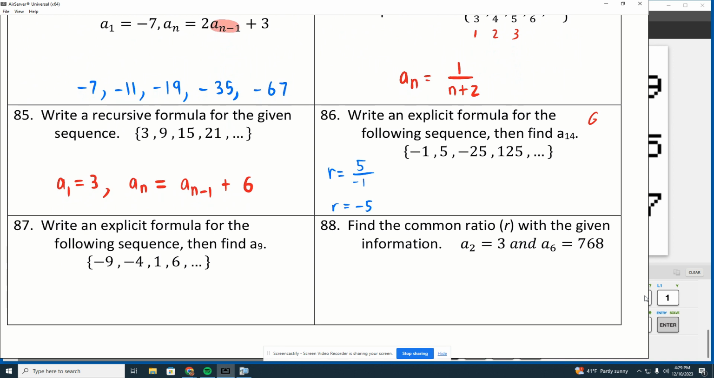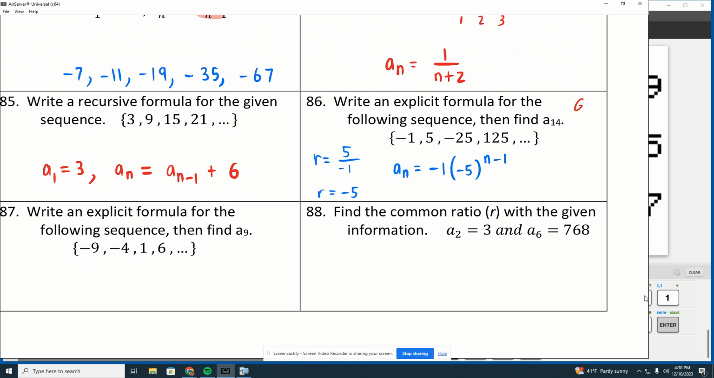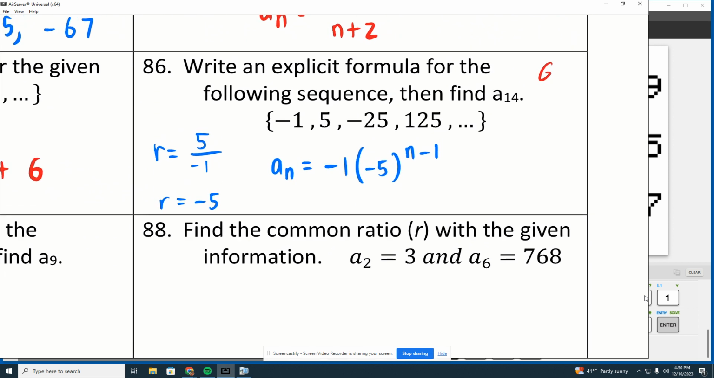So let's find the explicit rule. A sub n equals, remember the rule? A sub 1, -1, times r, -5 to the n minus 1 power. That's my equation. Remember, don't mess with it. Don't touch it. That's it. Leave it alone. So the last thing they want me to do is find a sub 14.